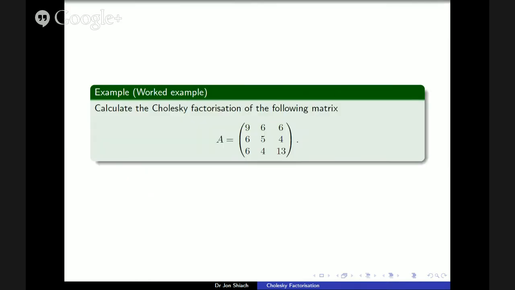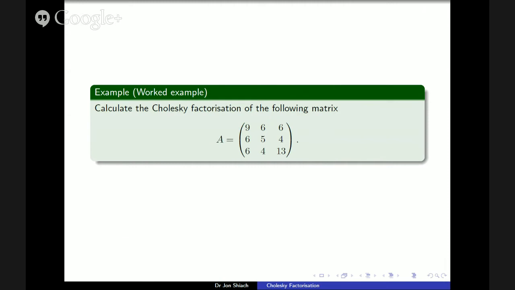Let's have a look at a 3 by 3. Okay, so going across to visualizer. By the way, I've already checked, this is positive definite. If you want to calculate the determinants, you can, but you'll have to trust me.